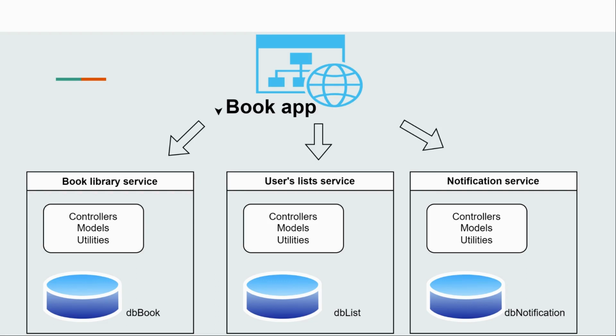As you can see in our architecture, we'll have three services: Book Library Service, Users List Service, and Notification Service. Each service uses its own database in order to ensure autonomy of each service. This is an important aspect of the microservice architecture to not create dependencies.